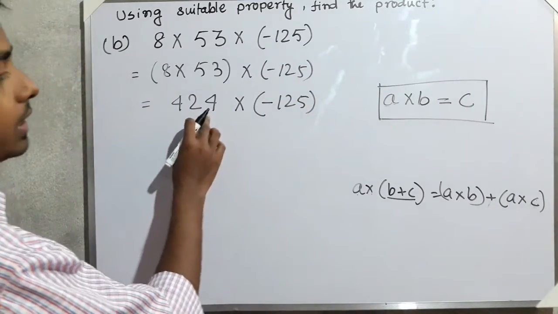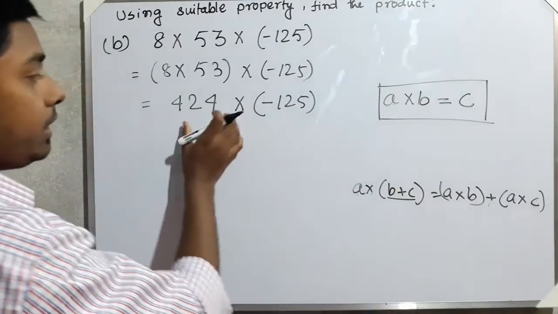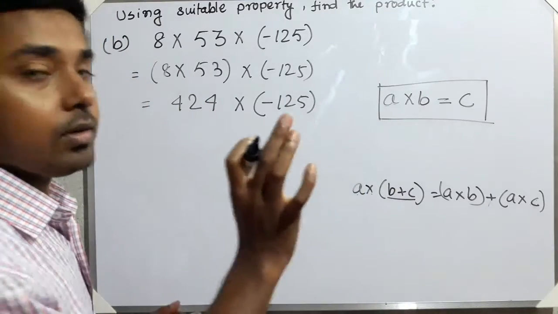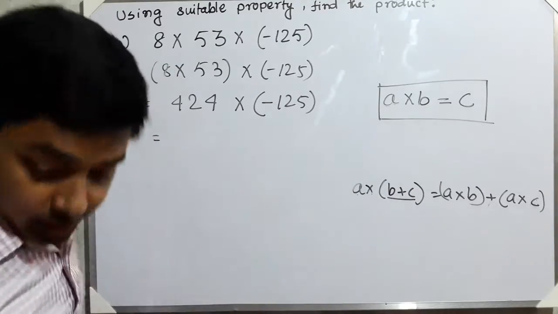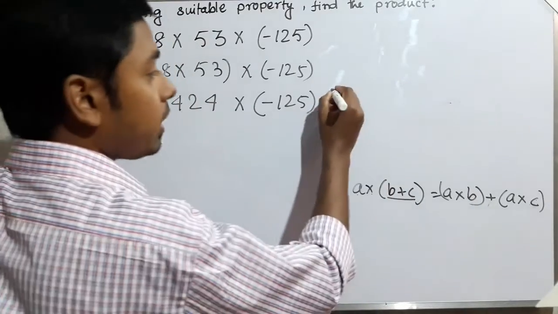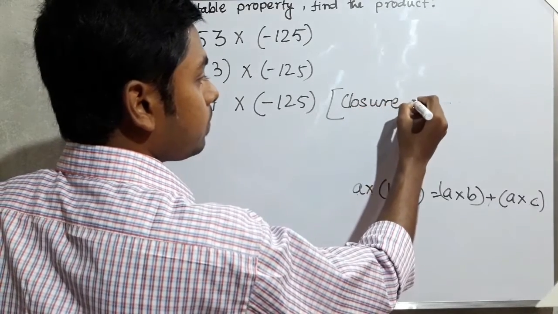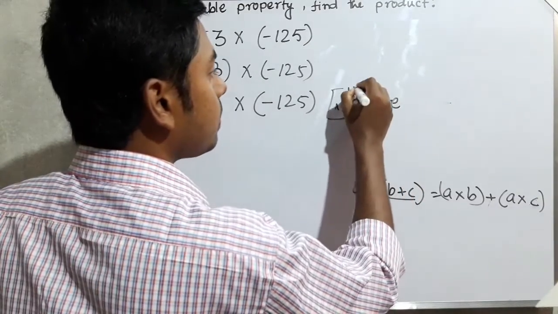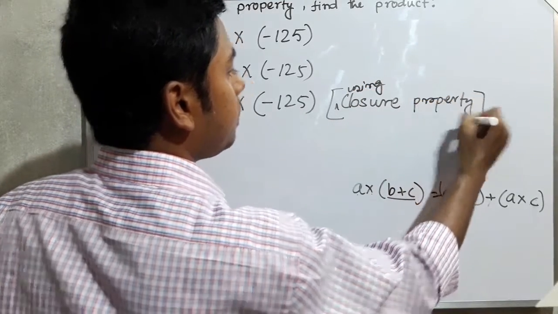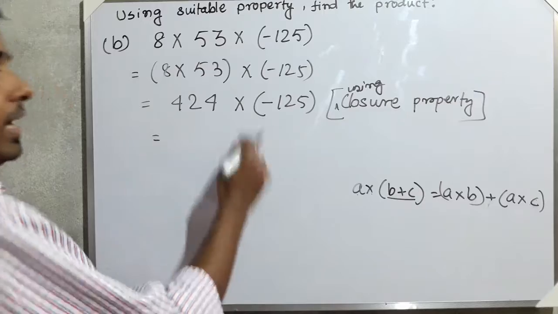Here I have written directly, but you should multiply first, check in rough, and then write directly, because there may be a mistake if you write without multiplying. So here we have used the closure property. Write down here, using closure property. And where have we used the closure property? Here. Now again we have to use the closure property.